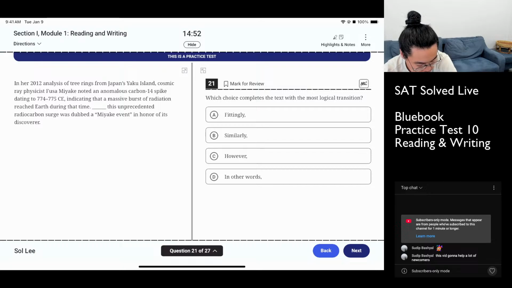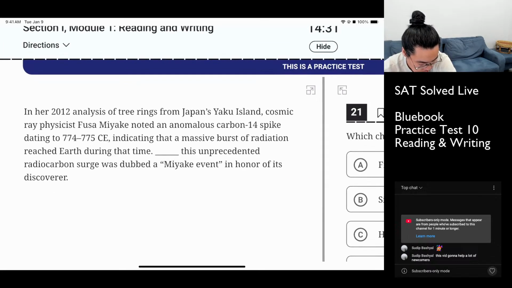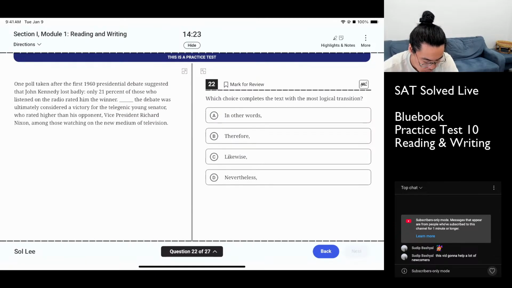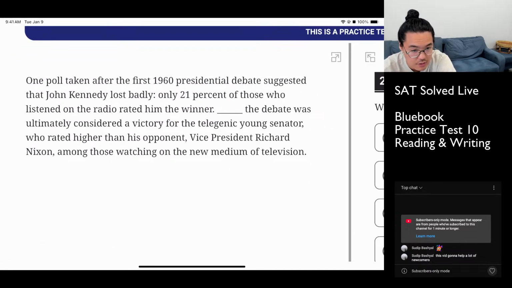Cosmic ray physicists noted this. Oh, this is logical analysis. Noted an anomalous spike at this time. There was a lot of radiation at that time. Subsequently, it was dubbed a Miyake event. Like afterwards, or fittingly, maybe. Yeah, fittingly is the only one. Like appropriately, kind of like as a result, kind of. Not exactly the same thing.